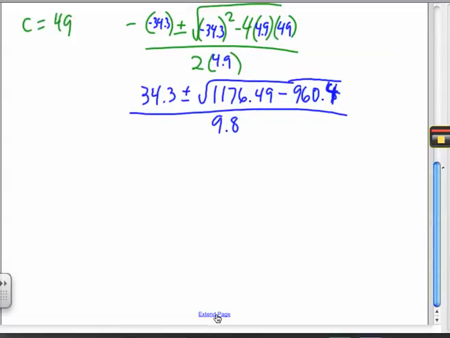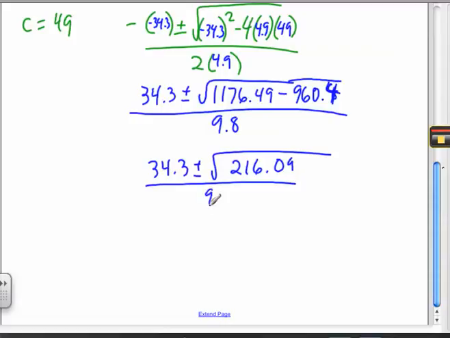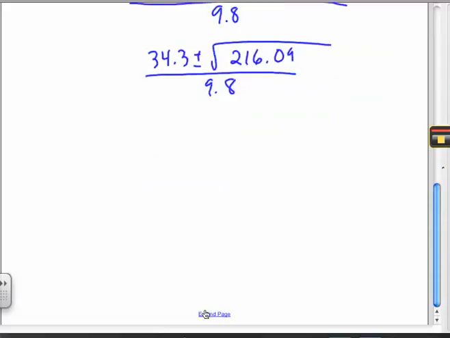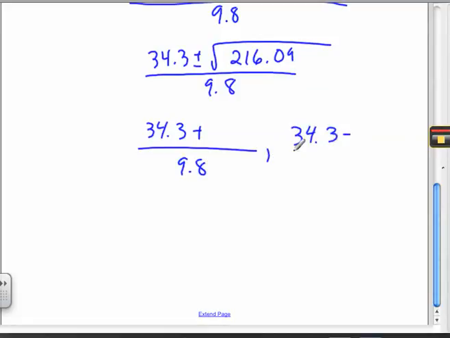Okay. So then I'm going to get 34.3 plus or minus the square root. Raise your hand. Tell me what I get underneath that square root. Max? 216.09, all over 9.8. Okay, good. So now I'm going to get 34.3 plus something over 9.8 and 34.3 minus something over 9.8.